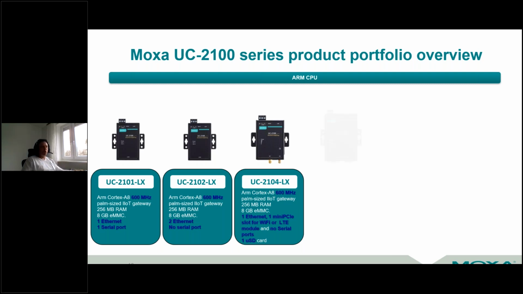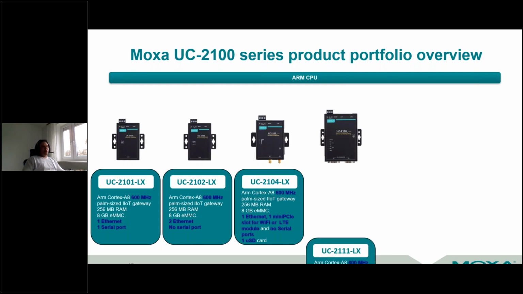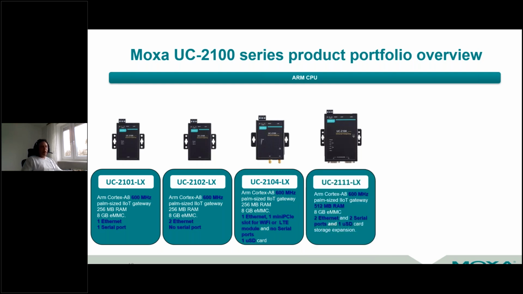Very flexible solution, right? The next one is the UC-2100-LX, which is running at 600 MHz. It has more RAM, double that of the previously introduced computers, 8 GB eMMC, 2 Ethernet, and 2 serial ports. And if the memory is not enough, and a customer would like to store more data, there is an SD card as a storage expansion.